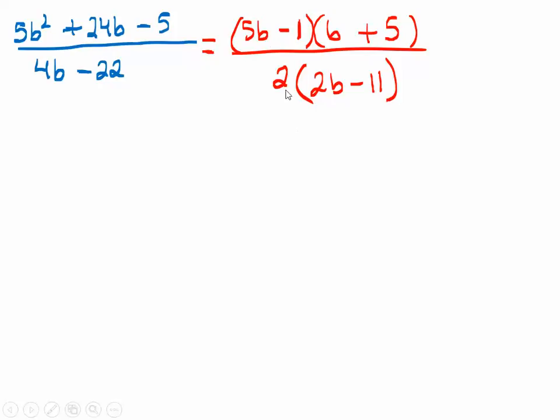Now, if something were to cancel, let's say this was 5b minus 1, this was also 5b minus 1, then yes, you would have to cancel this to give me the final answer at the end. We good? So if you factor but nothing cancels, either or is fine.